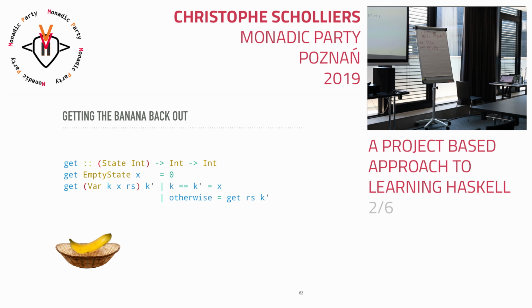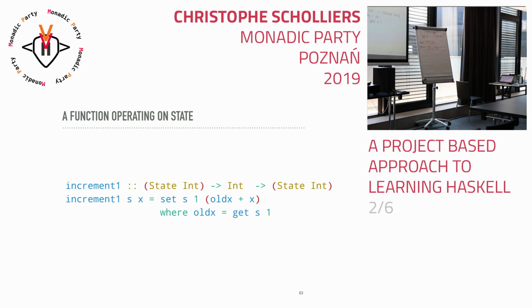And then you get from a variable at a certain key. If the key is exactly the same, then you get x, and otherwise you try to get that key from the rest of your state. All this to get to this point where we have a function that takes a certain state and a new value, and it returns the new state. That's really the big pattern that I want to show.